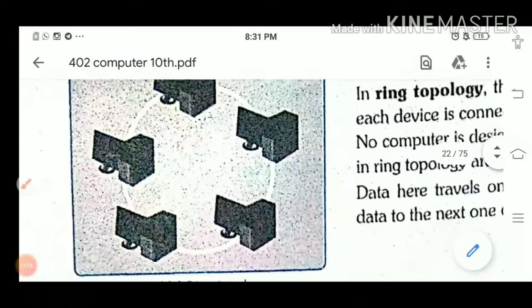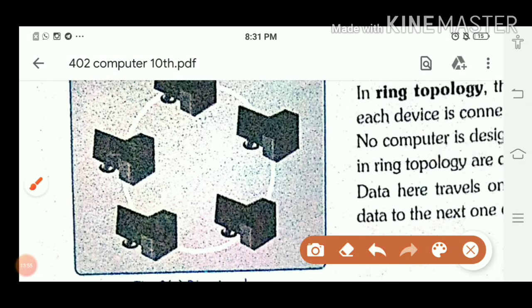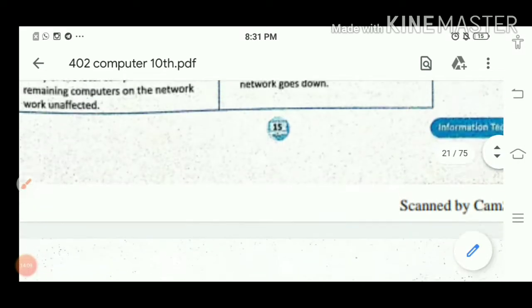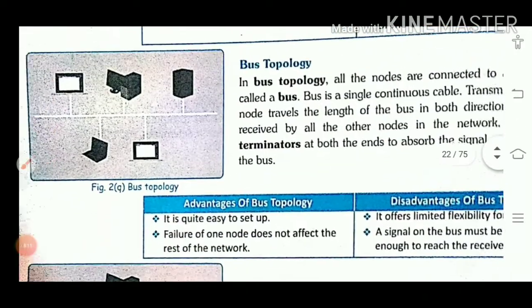So in this what happens? How can we do the arrangement? If this node is not working, then we can resolve this issue by connecting this computer to that computer. Now they will make one ring. ठीक है. So this one is ring topology. ठीक है. Next one is bus topology.